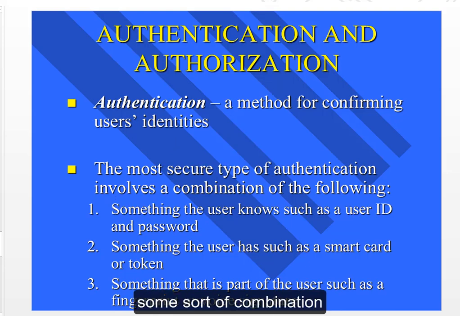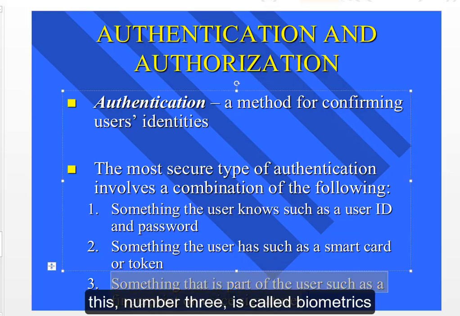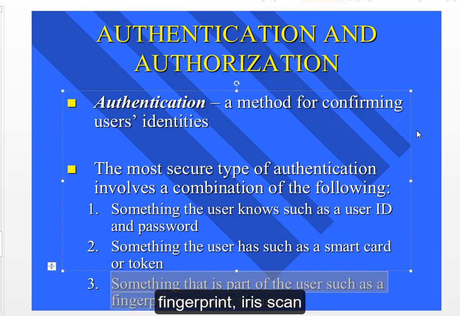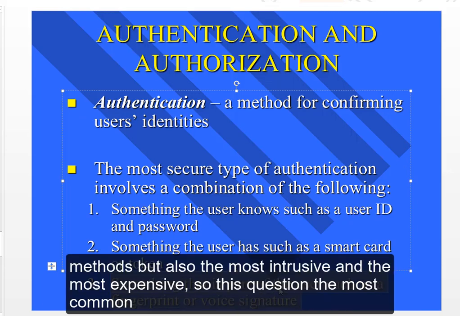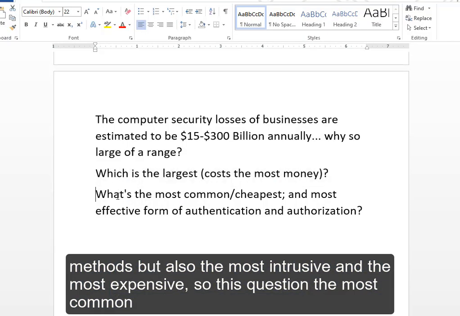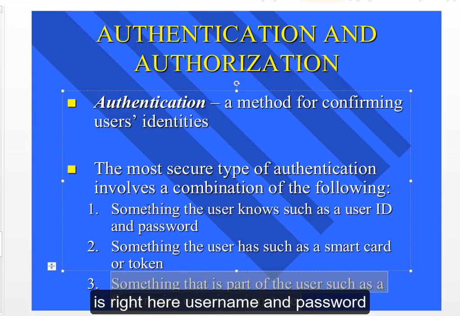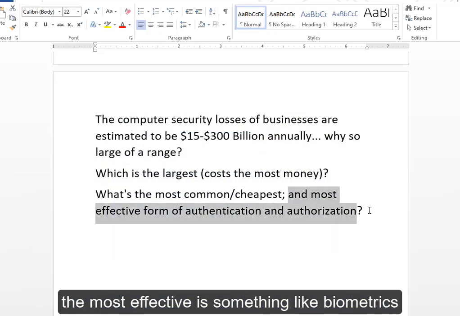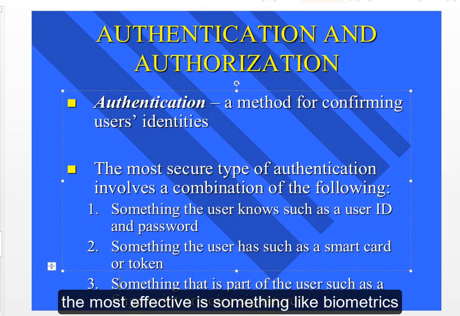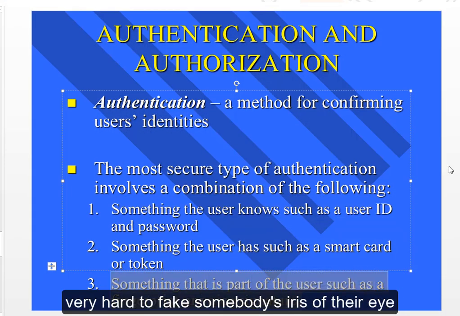Some sort of combination. This, number 3, is called biometrics. Fingerprint, iris scan, voice recognition. These are all very good methods, but also the most intrusive and the most expensive. So this question, the most common is right here, username and password. The most effective is something like biometrics. Very hard to fake somebody's iris of their eye.